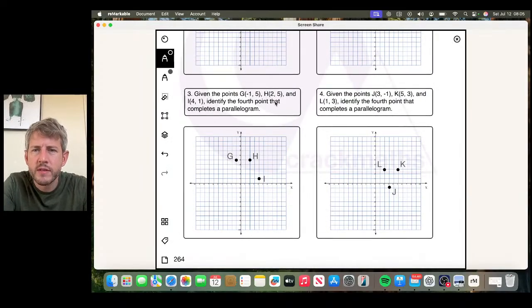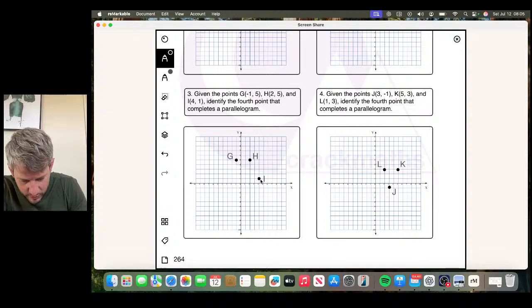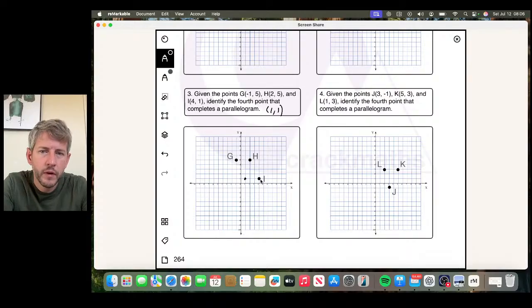Given the points G is negative 1, 5, H is 2, 5, and I is 4, 1. Identify the fourth point that completes a parallelogram. So I'm going to go for this one. There are options, but I'm going to do this one here. So this is 1, 1.